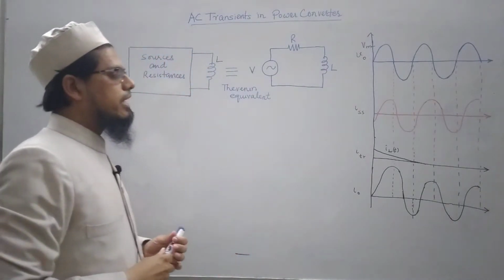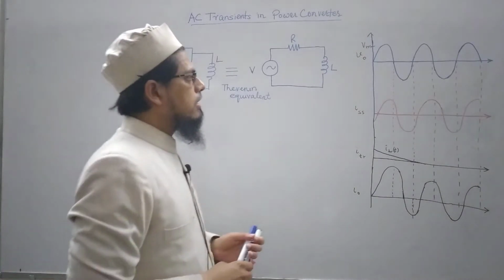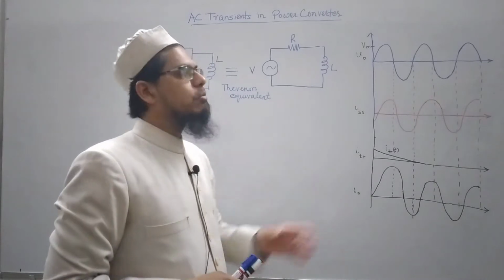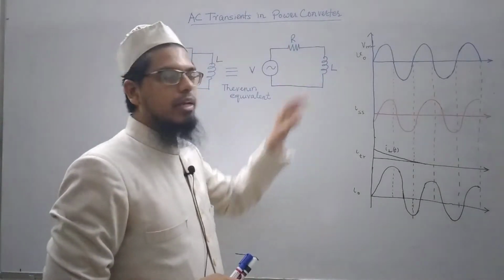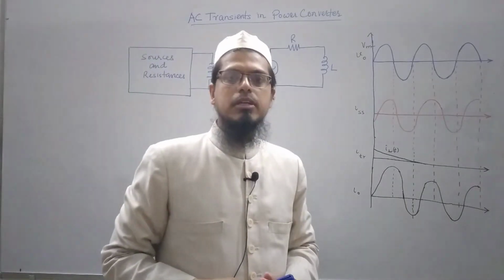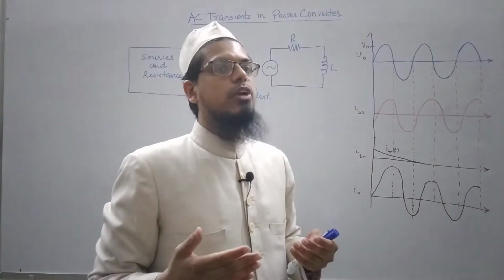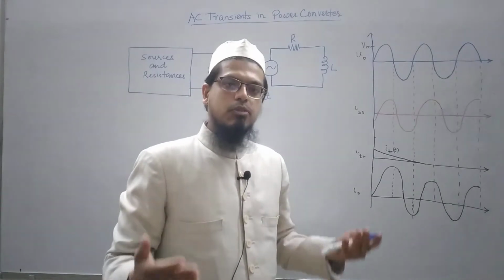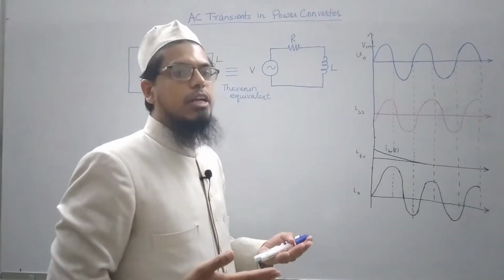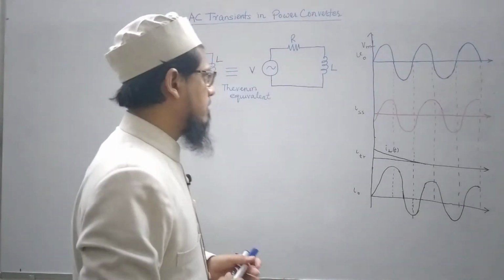So the basic aim is to obtain the waveform of current that would be flowing through this R and L. That would be the basis for analyzing the converter circuits and the transients that would be present in those circuits.